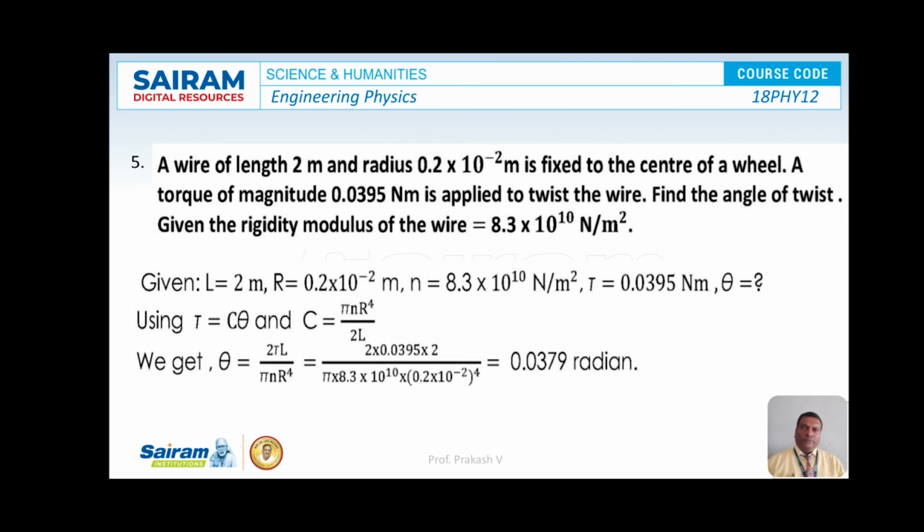According to the formula, we know that T is equal to C theta, further C is equal to pi n r to the power of 4 by 2L. So theta can be written as 2TL by pi n r to the power of 4. So substitute the contents, that is 2 into 0.0395 into 2 divided by pi into 8.3 into 10 to the power of 10 into 0.2 into 10 to the power of minus 2 whole to the power of 4. So on simplification, the angle of twist theta is equal to 0.0379 radian. So this is what the solution for the given problem.